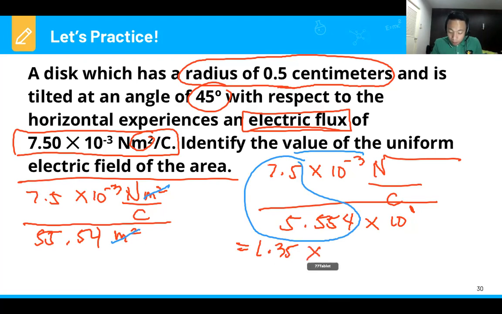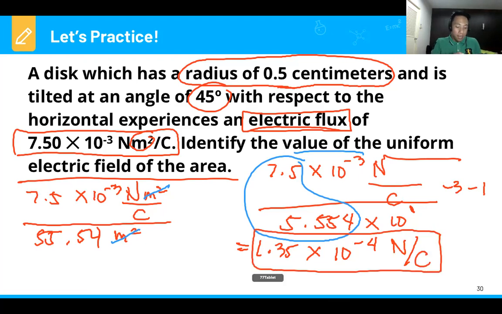By, okay, so paano mag-divide ng exponential? Pares lang sila na 10, so I will copy 10 and then magma-minus, tama? So negative 3 minus 1. So it will become negative 4. Negative 4 N over C. So this will be our final answer: 1.35 by 10 raised to negative 4 newton per coulomb.